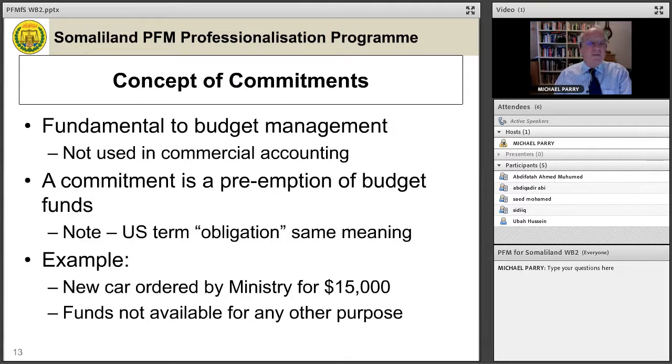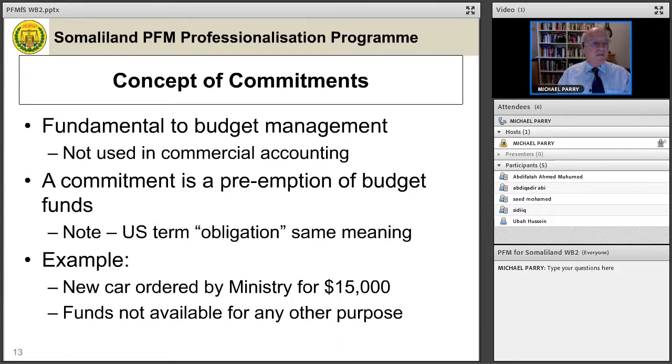How do you do that? Well, fundamental to this is the concept of commitments. Commitments exist in legal terms in the private sector, of course, but you don't need to track them in the same way. But in the public sector, it's important because a commitment is a preemption of budget funds.